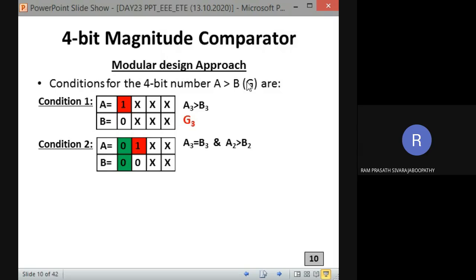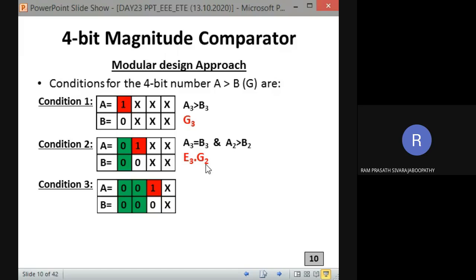Yes or no? Now the third bits are same. Yes, so we can write it as E3 dot G2. If A3 and B3 are equal, which output will be 1? E3. A2 greater than B2 means what? G2. Correct?